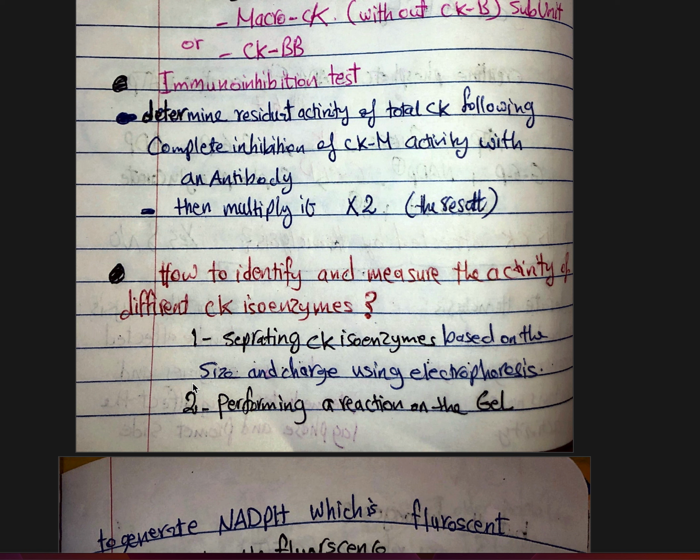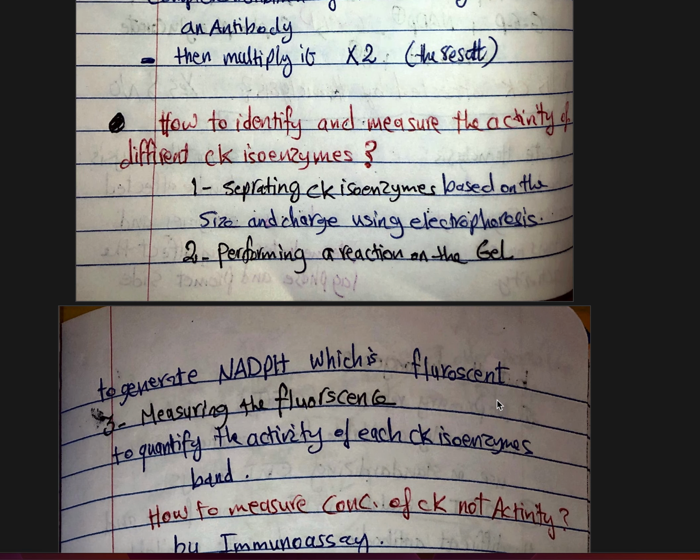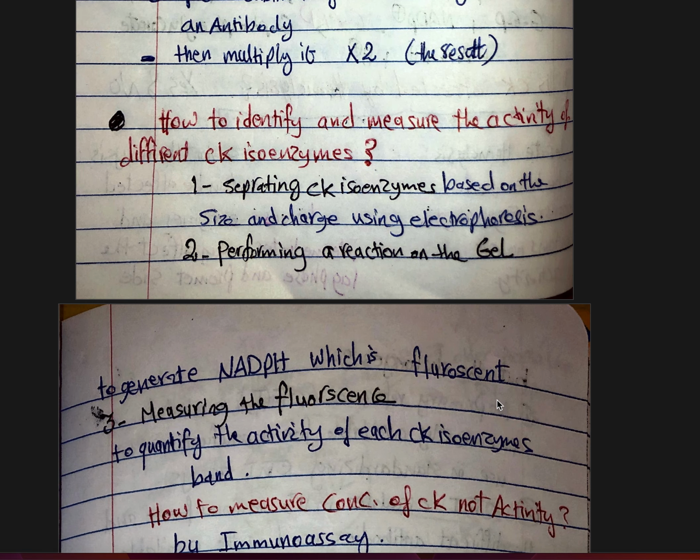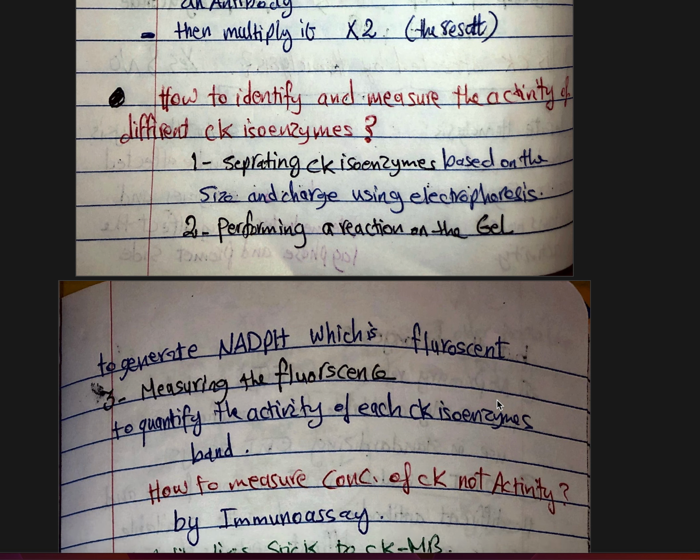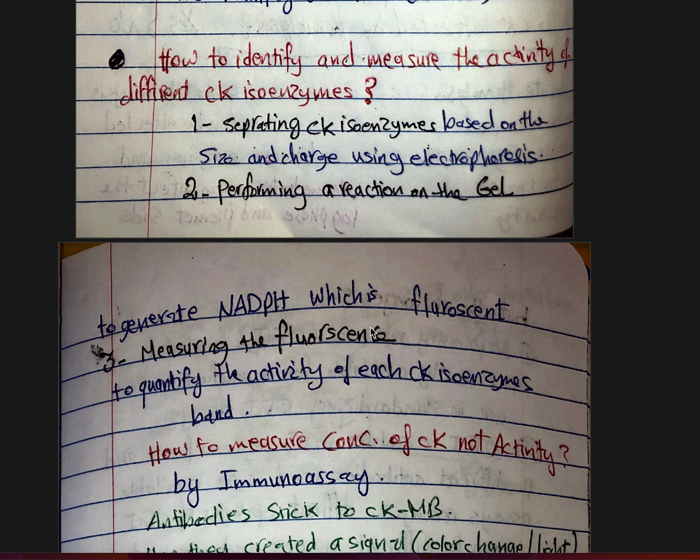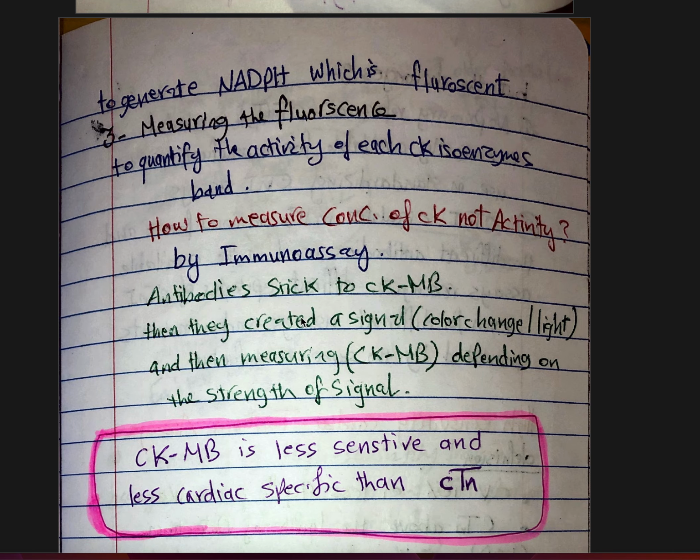And we said that the native protein electrophoresis is used for the measures of the enzymes, because we want to separate them depending on the size and the charge. Performing the reactions on the gel, because it's a gel electrophoresis, we use stacking gels, we use separating gels, to generate NADH, which is fluorescent, measuring the fluorescence to quantify each of the CK isoenzymes.